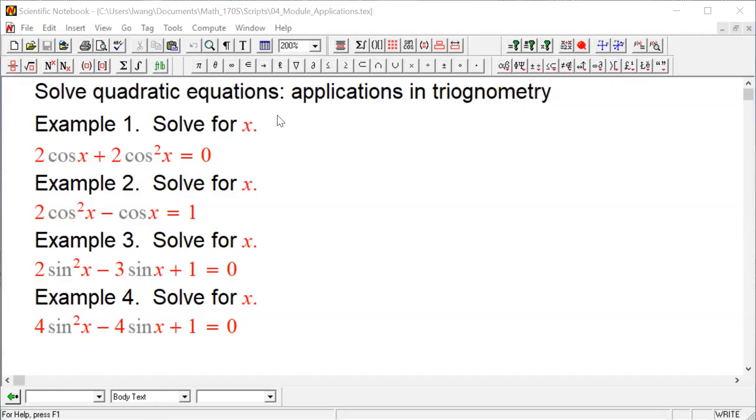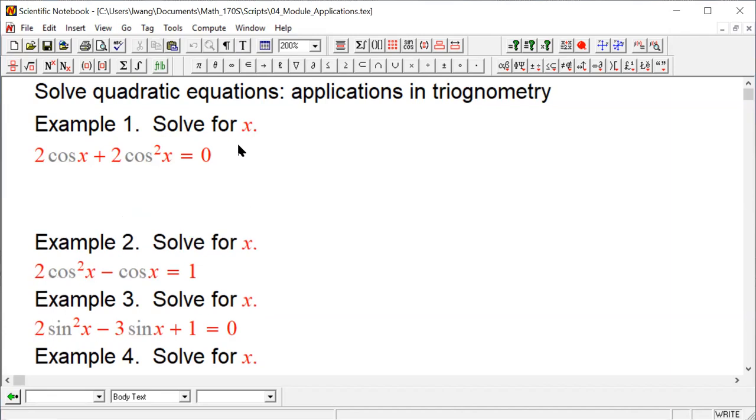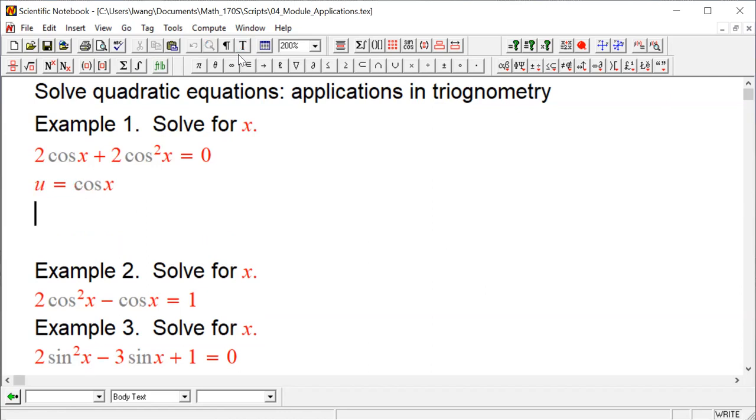Hello, in this episode, we're going to look at the applications of solving quadratic equations, especially in trigonometry. And here we have 4 examples prepared for this episode. For example, the first one, we're solving for x. We know the left-hand side equals 0, and to solve this equation, we could temporarily introduce u as cosine x.